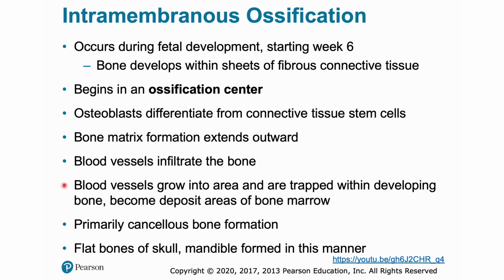Now, at first, the intramembranous bone resembles spongy bone. Further remodeling around the trapped blood vessels can produce osteons that are typical of compact bone. The flat bones of the skull, the lower jaw or mandibles, and the collarbones or clavicles form through intramembranous ossification.